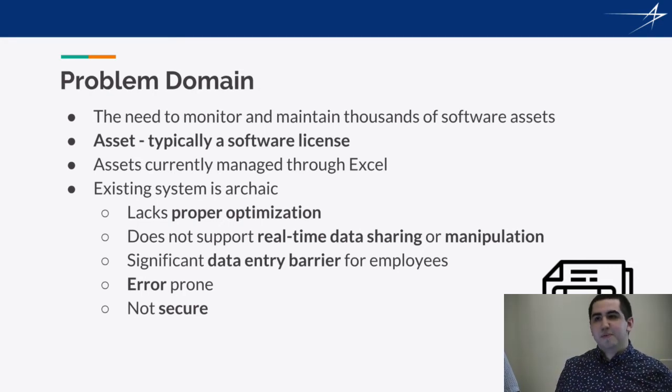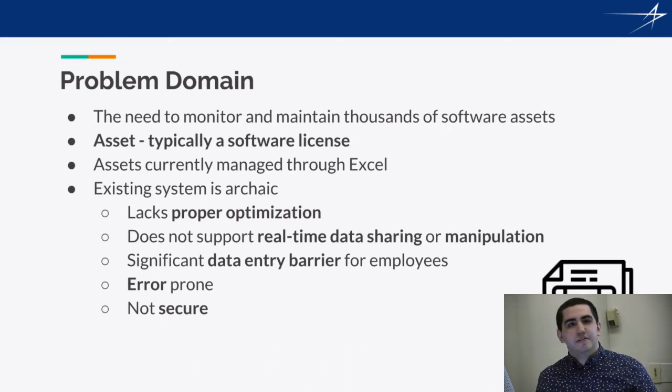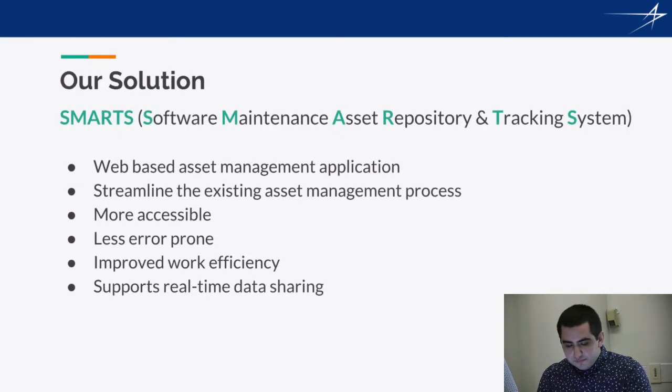This process of jumping into an Excel spreadsheet is very complex, and not just any user in Lockheed Martin can go ahead and edit it. It's very error prone because there's no validation of the data that they're putting in, and multiple people can't be editing it at the same time. Also, since it's just a file, it's not very secure, as opposed to a website that could be secure. So here comes our solution, which is SMARTS, the Software Maintenance Asset Repository and Tracking System.